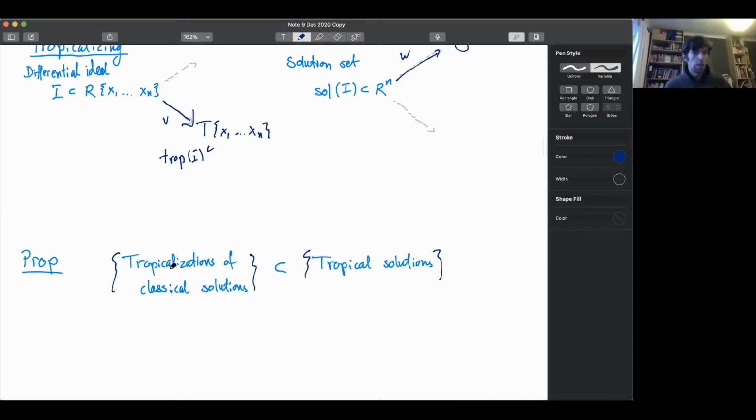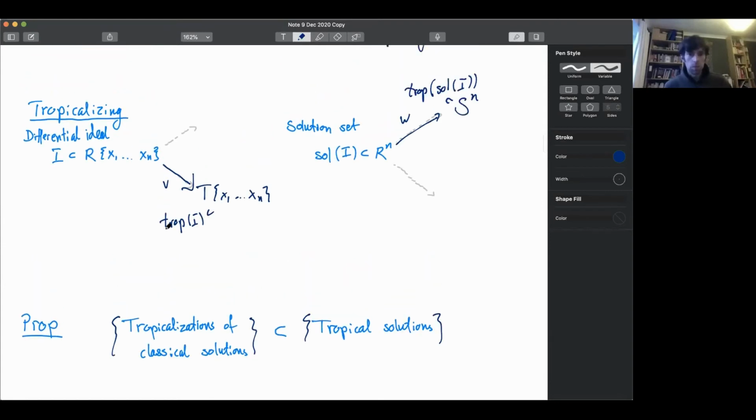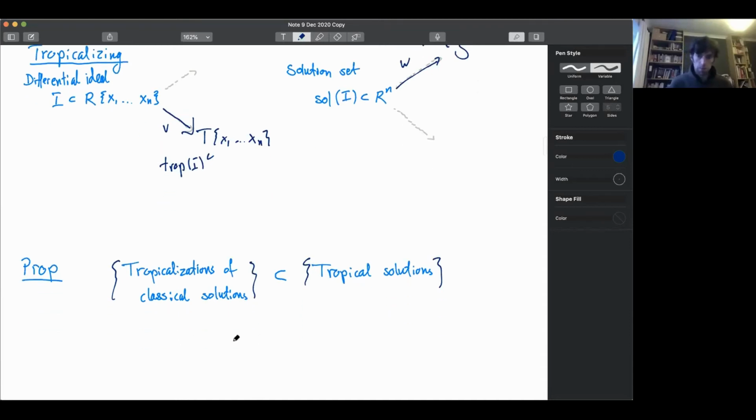Right? So taking a classical solution, a solution to I, and tropicalizing it will give me a solution to this set of tropical equations here. So this is saying basically that the tropicalization of solutions to I are contained in the tropical solutions of the tropicalized system of differential equations. Okay, so that's an easy proposition with this setup.